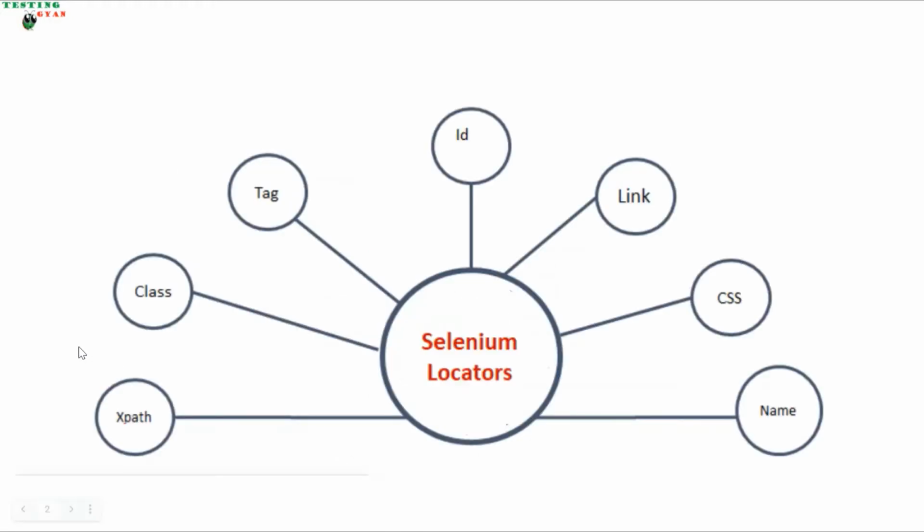So guys, here I have mentioned every technique through which you can locate the element. You can locate the element by ID, by its tag name, by its class name, by XPath, by link text or partial link text both, by CSS selector, and you can locate the element by name as well. We'll see each one of them, don't worry.